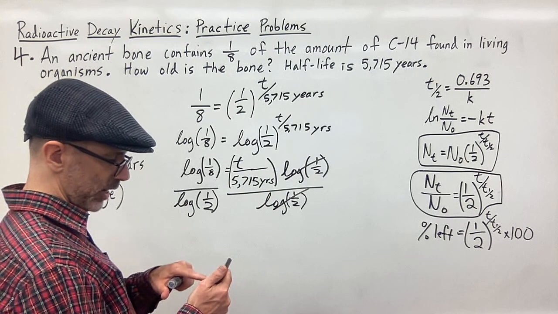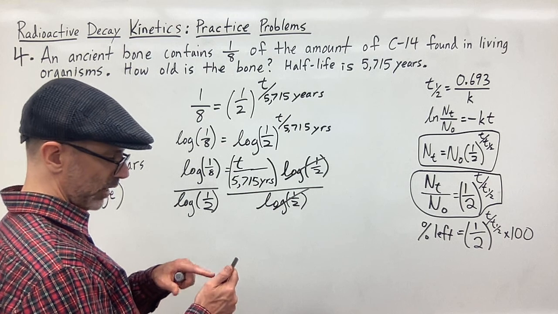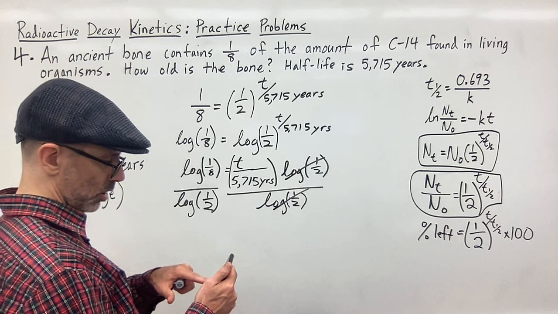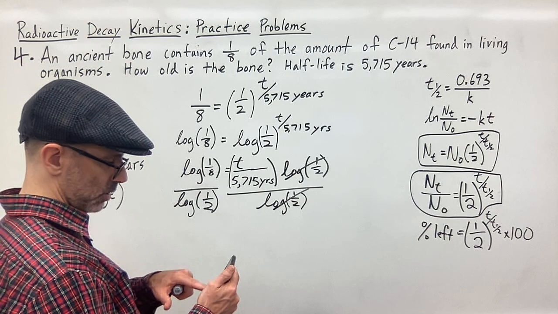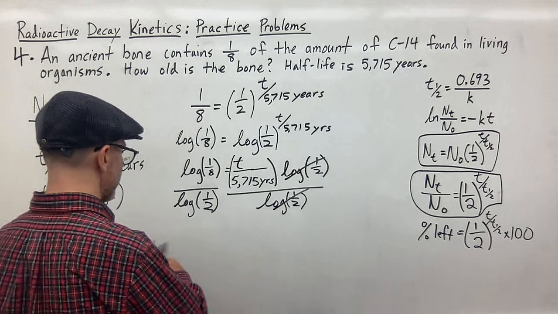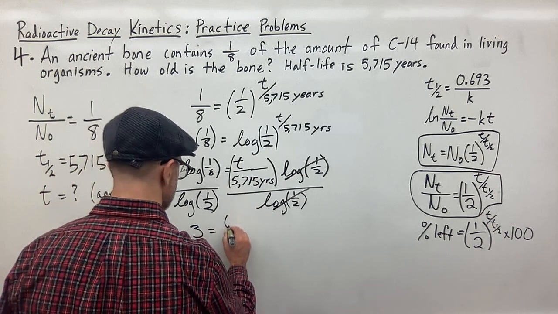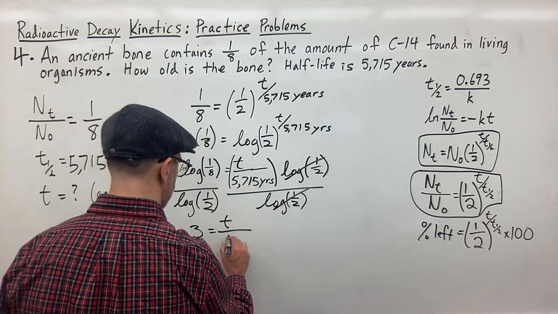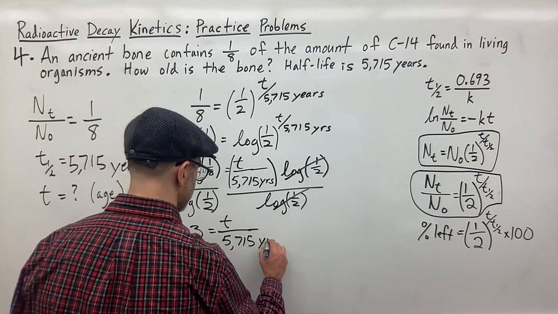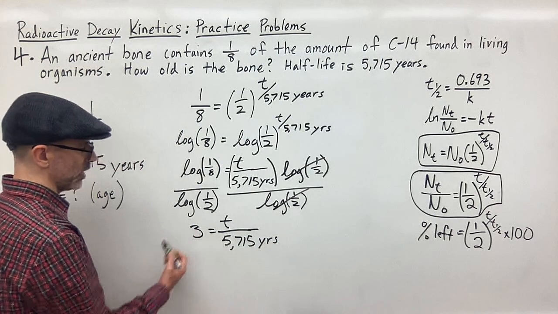So let's see. So we have the log of 1/8 divided by the log of 1/2. And we get 3. So we get the exact number 3 is equal to t over 5,715 years. And I'll talk about this 3 in a moment. Why did we get exactly 3 there?